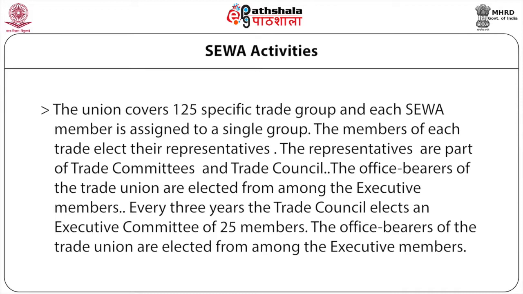Every 3 years, the trade council elects an executive committee of 25 members. The representation of the executive committee reflects the proportion of the membership. Office bearers of the trade union are elected from among the executive members. It has become the practice to elect the president from the trade with the largest membership.